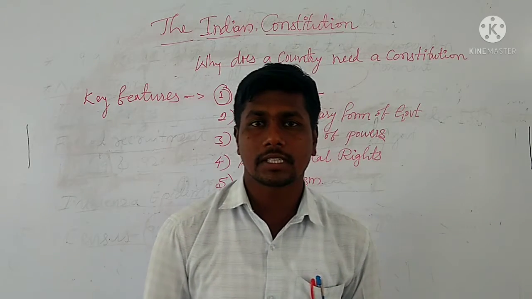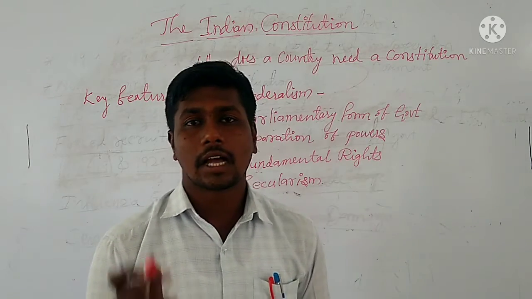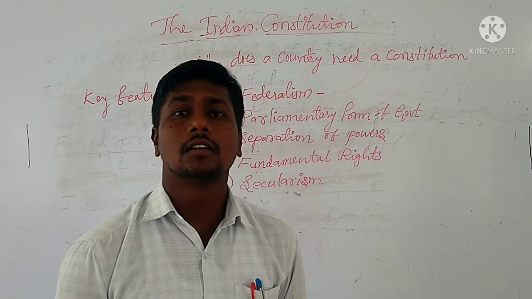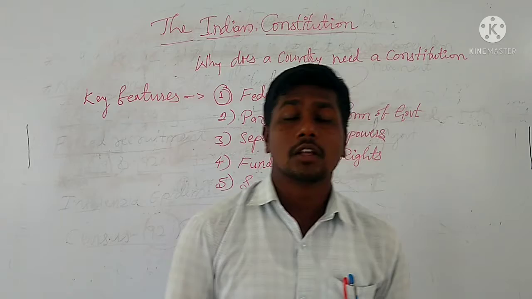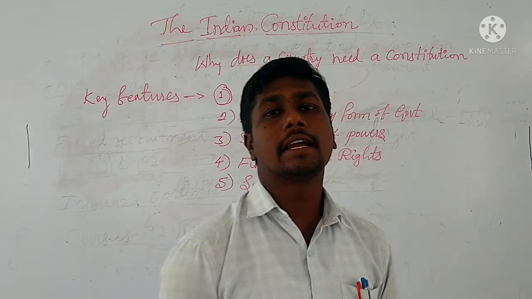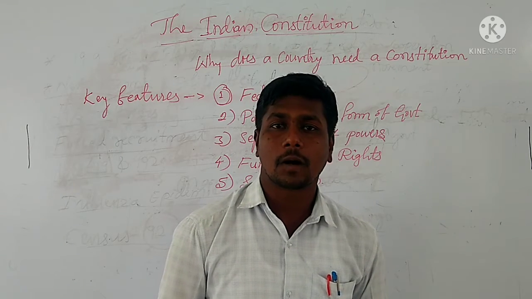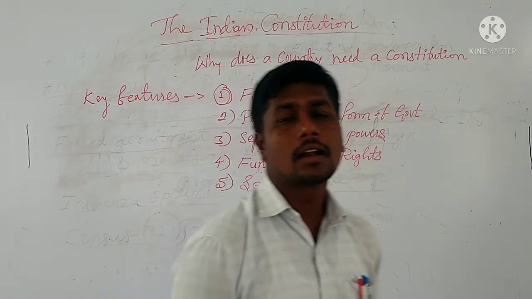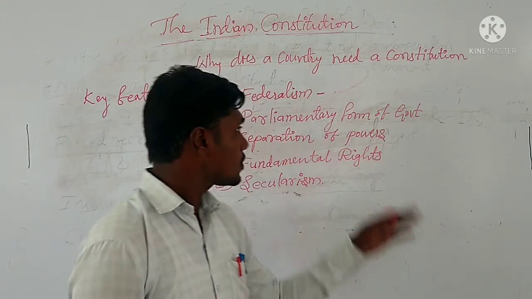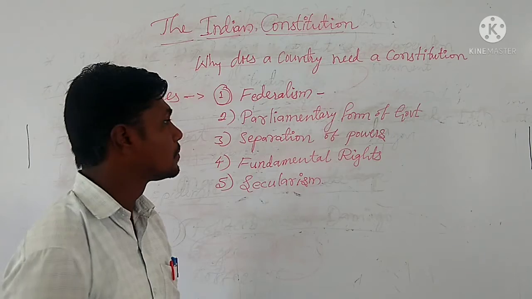Our parliament has two houses. Which are those two houses? Lok Sabha and Rajya Sabha, right? Rajya Sabha is called the upper house and Lok Sabha is the lower house of the parliament. Members of the Lok Sabha are directly elected by the people. And the members of the Rajya Sabha are indirectly elected by the people. So this is about the second key feature of the Indian Constitution, that is the parliamentary form of government.